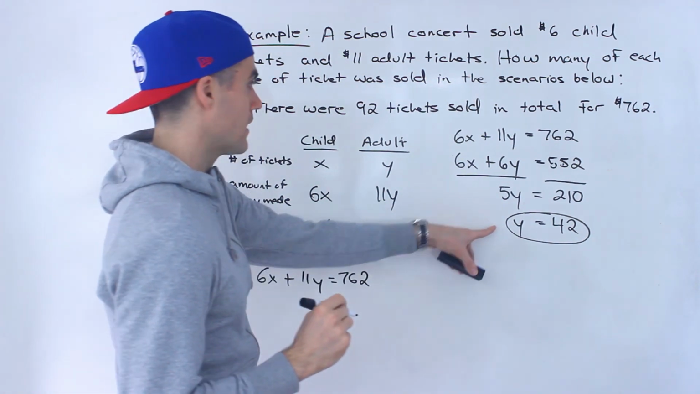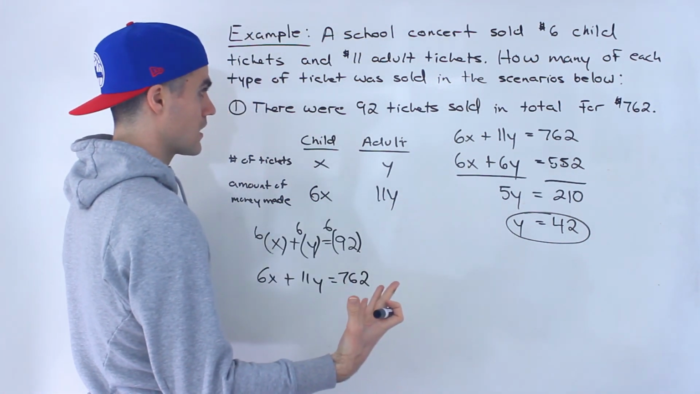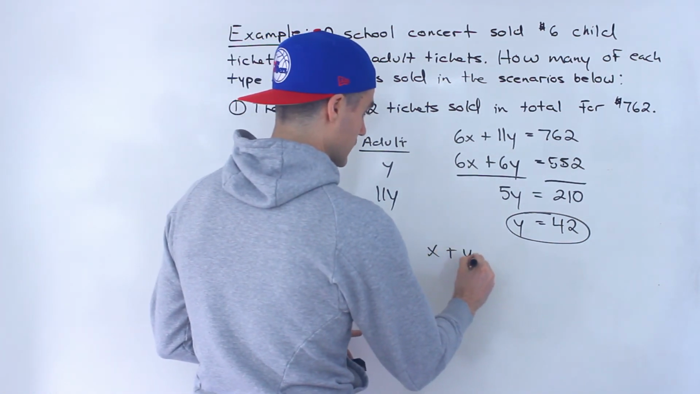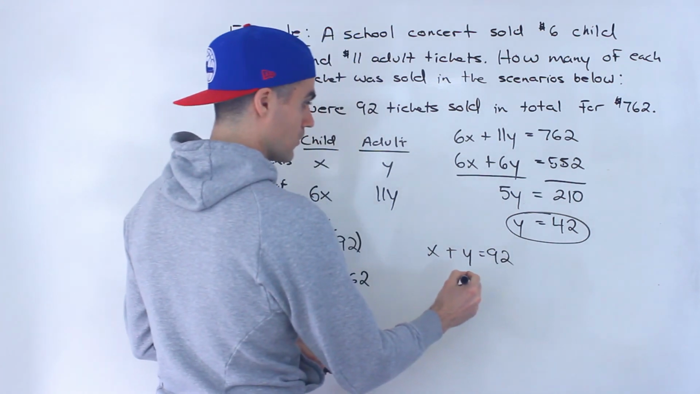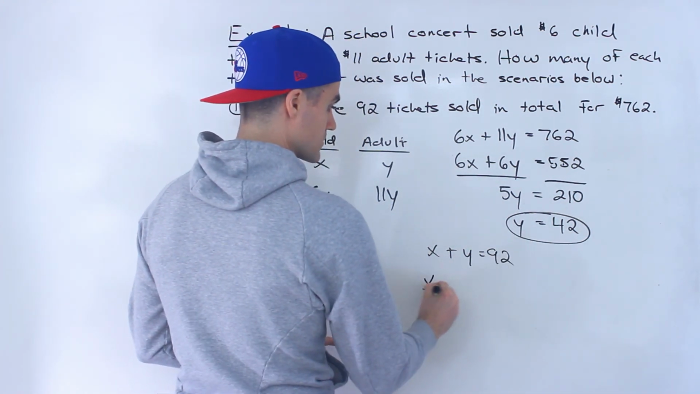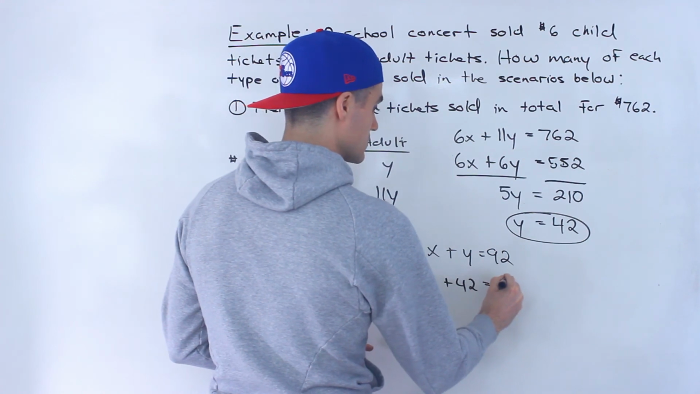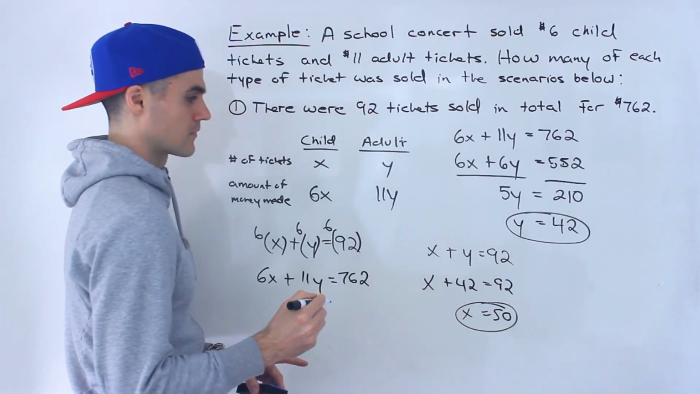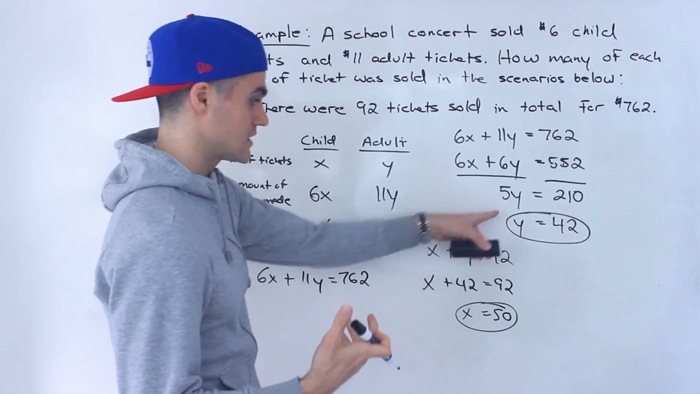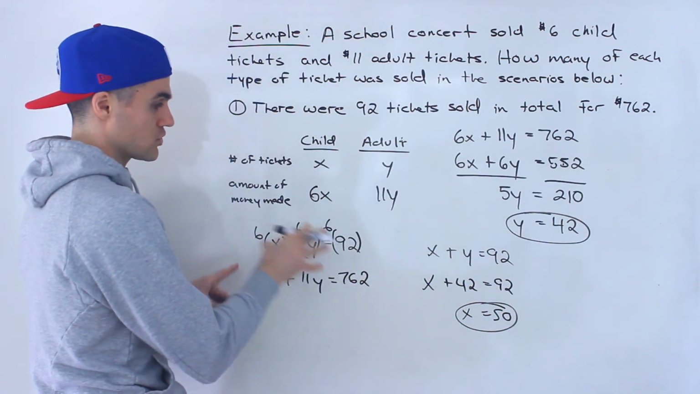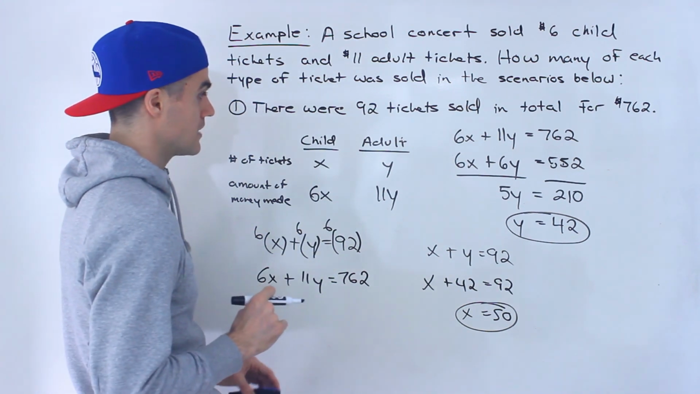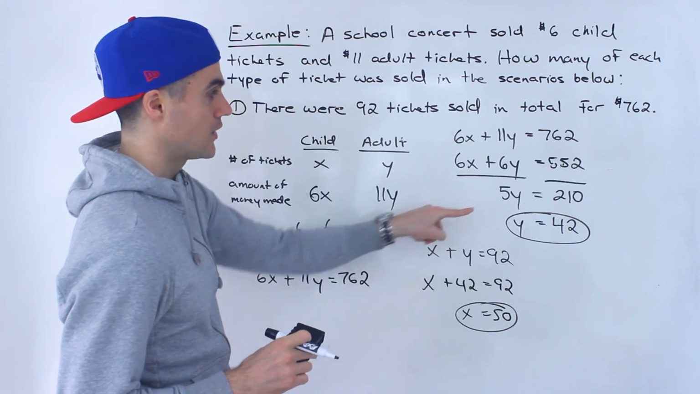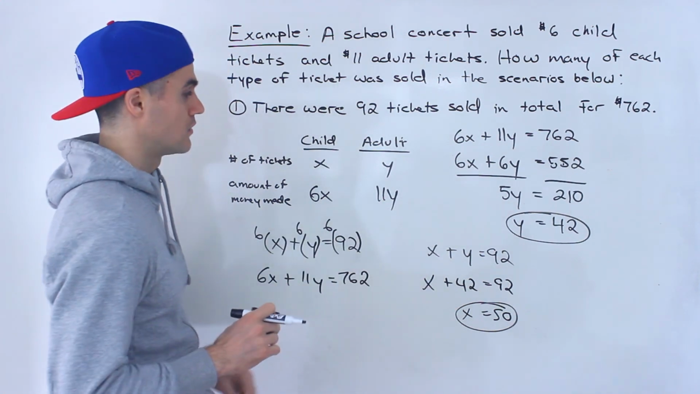And now that we have the y, very easy to get the x. I would use that first equation that we had. I feel like that's the most simple one. Plug in 42 for y, so x plus 42 equals 92. x would be 50. And then you could also check your solutions. You could take these, plug them into both equations, make sure left side is equal to right side. So the number of child tickets sold was 50, and then the number of adult tickets sold was 42.